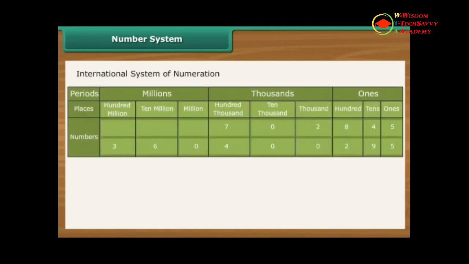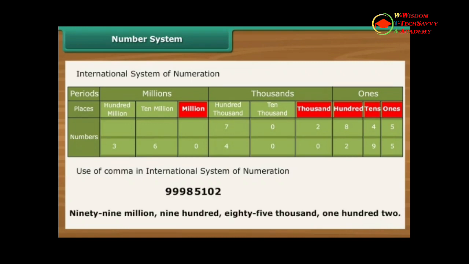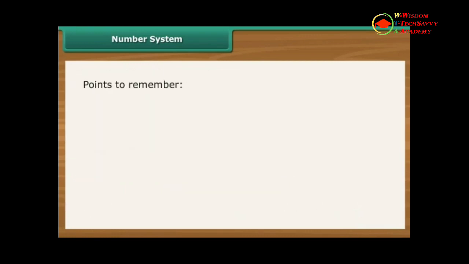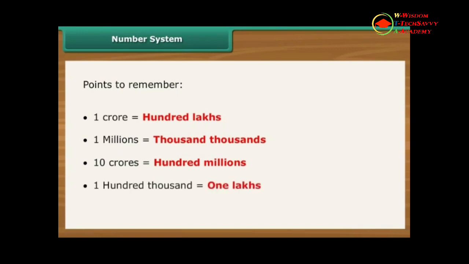In the international system of numeration, as it is being used, we have ones, tens, hundreds, thousands, and then millions. 1 million is 1,000 thousands. Commas are used to mark thousands and millions. A comma comes after every three digits from the right. The first comma marks thousands, and the next comma marks millions. Let us look at some pointers. 1 crore is equal to 100 lakhs. 1 million is equal to 1,000 thousands. 10 crores is equal to 100 millions. 100,000 is equal to 1 lakh.